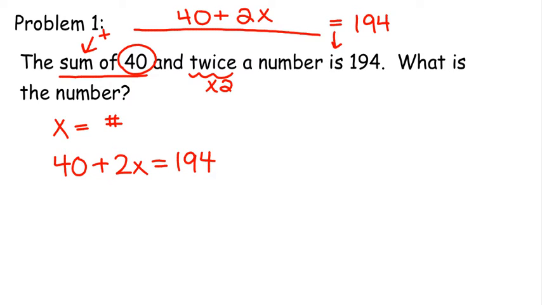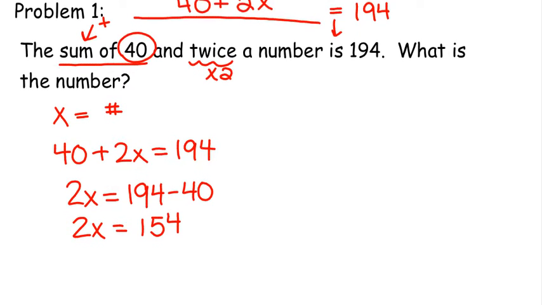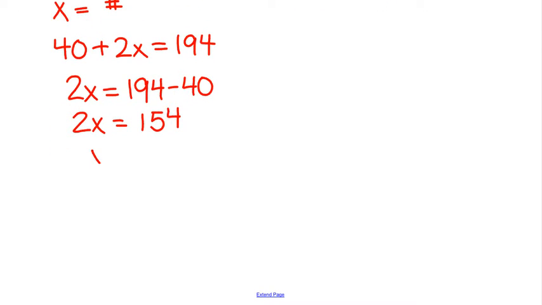Now we're going to go ahead and solve this equation for x. To solve this, we're going to subtract 40 from both sides. We'll simplify the right-hand side: 194 minus 40 is 154. Then we're going to divide both sides by 2 to undo the multiplier of 2. So we'll say x equals 154 divided by 2.